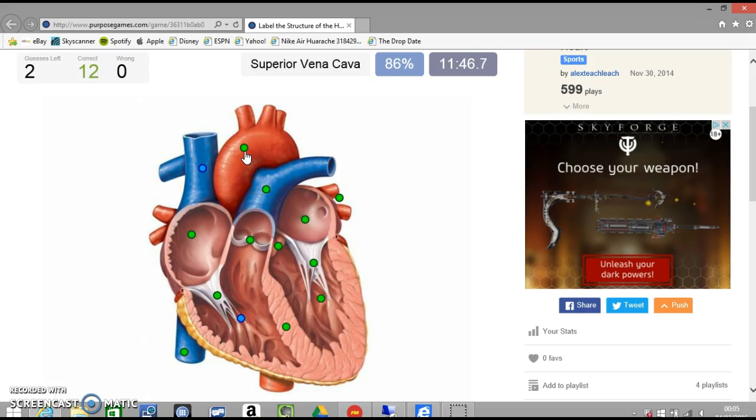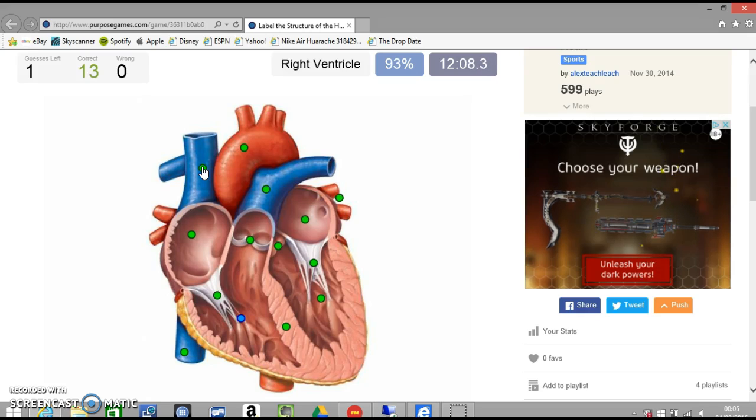The superior vena cava. So it is there. There we go. Basically the function of this is that it carries deoxygenated blood from the upper body to the heart.